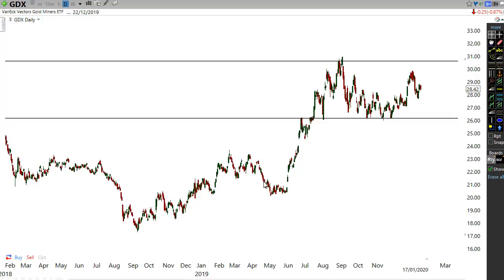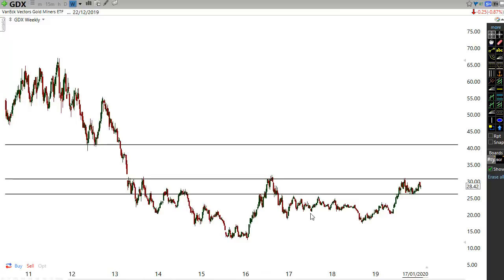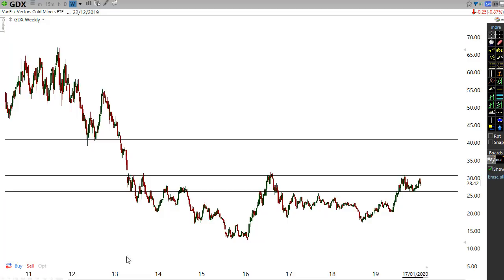Now, I want to walk you through the gold stocks because this is something really exciting that I'm seeing. If I go to a weekly chart here, we can see what's happening, right? Look at all this. Gold stocks have absolutely done nothing since 2013, 14, 15, 16, 17, 18, 19, and we're still there right now.